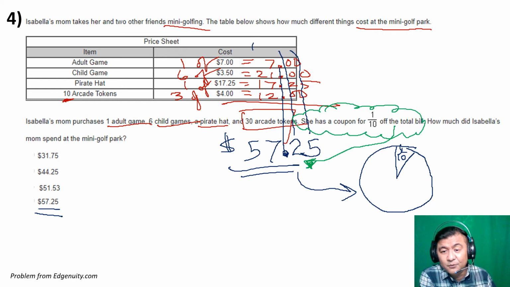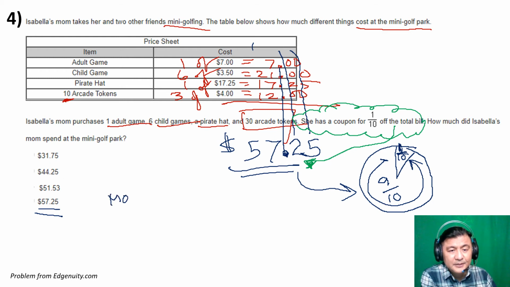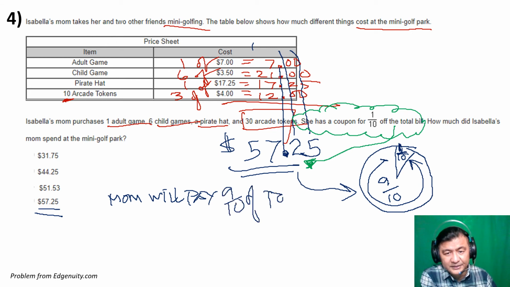So if you're not paying 1/10, what portion are you paying? This big portion. You're just paying 9/10, right? Because 1/10 plus 9/10 is the whole thing. Okay, so he's just paying, so let's write it down. Mom will pay 9/10 of the total bill.